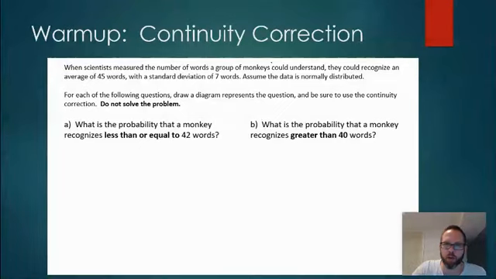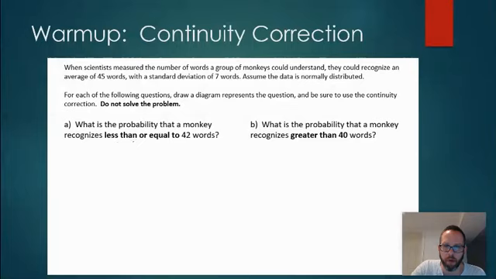Scientists are measuring the number of words a group of monkeys can understand. And the monkeys could understand an average of 45 words with a standard deviation of 7 words. And we're going to assume the data is normally distributed. So for these first two questions, I'd just like you guys to see if you can draw a normal distribution diagram that represents the problem you're trying to solve. Maybe shade in the area that you're looking at and apply the continuity correction.